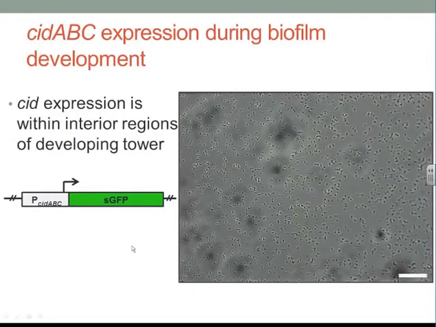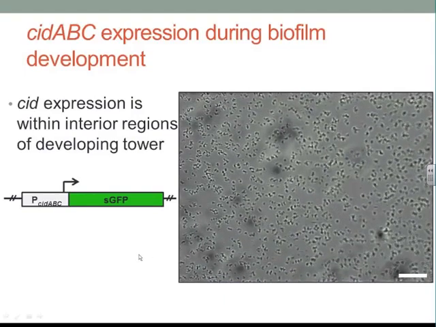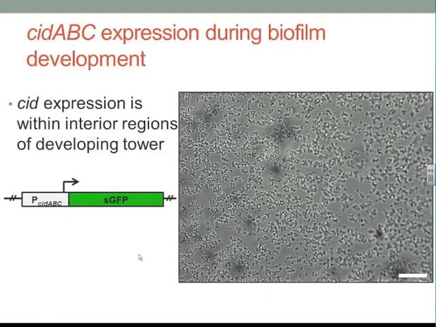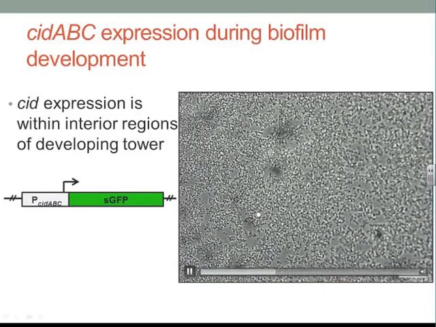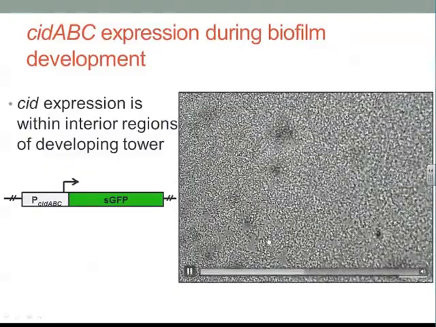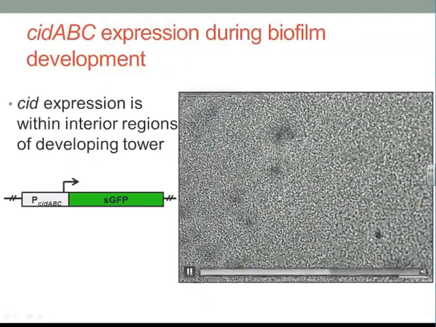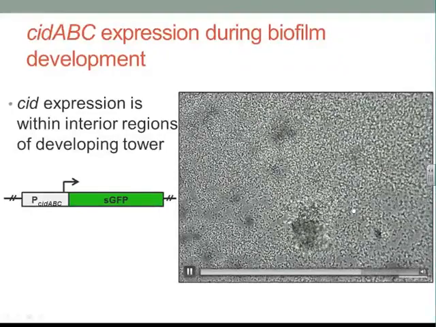So what we did here was start looking at sid expression using our transcriptional reporters. We grew wild type with a sidABC reporter fusion, and we grew these for 18 hours, as I previously said. You see this confluent layer of cells that begins to form over time from the basic wild type background. Then there's a couple minutes here where you have a little bit of dispersal, and then you see the beginning of tower formation, what we call microcolonies, very robust structures.